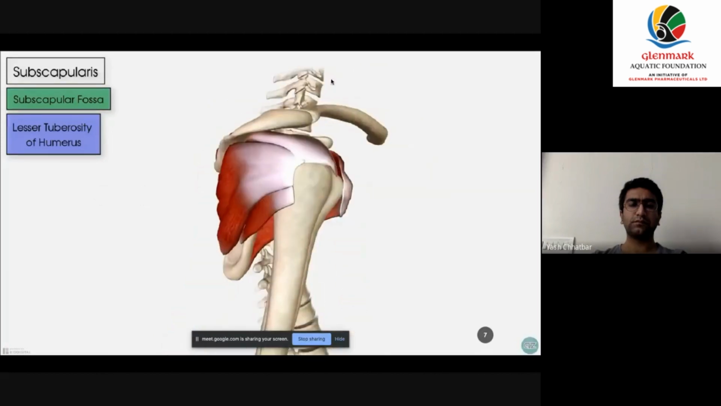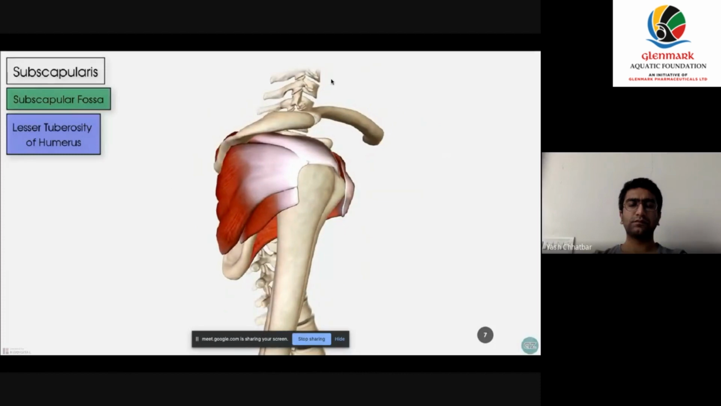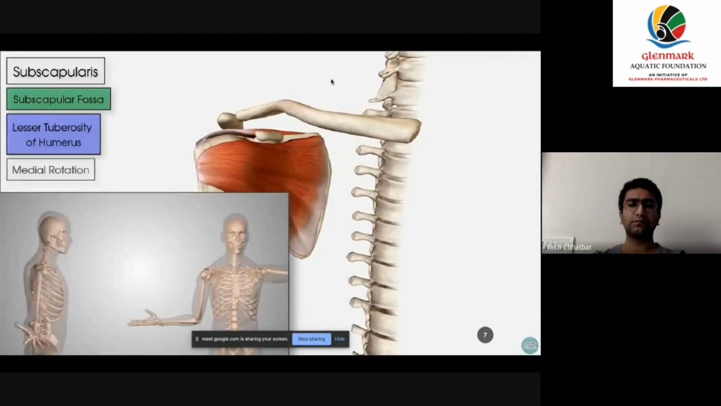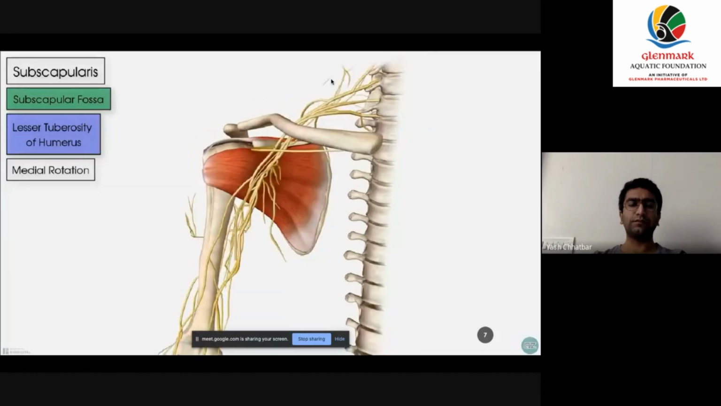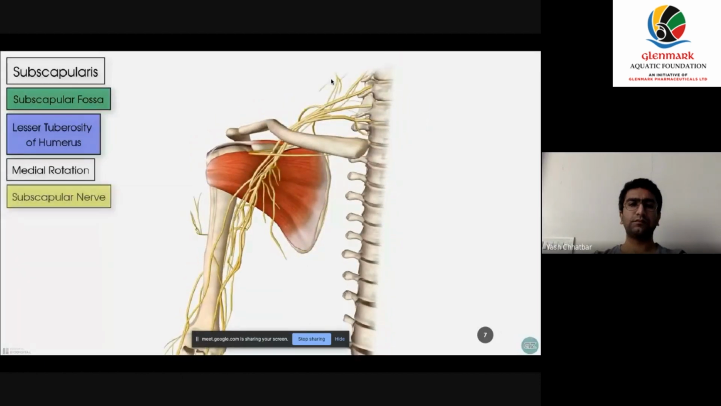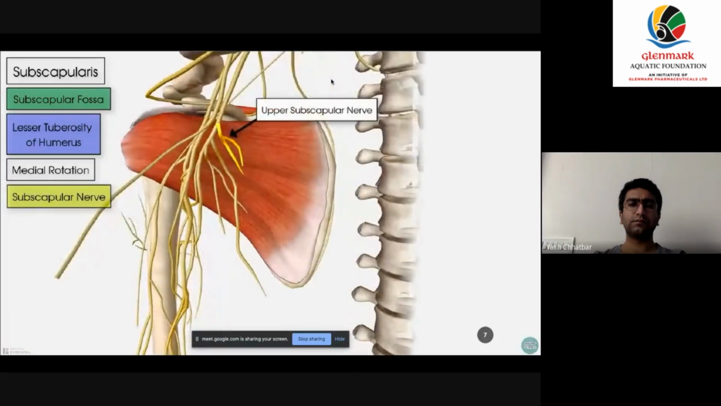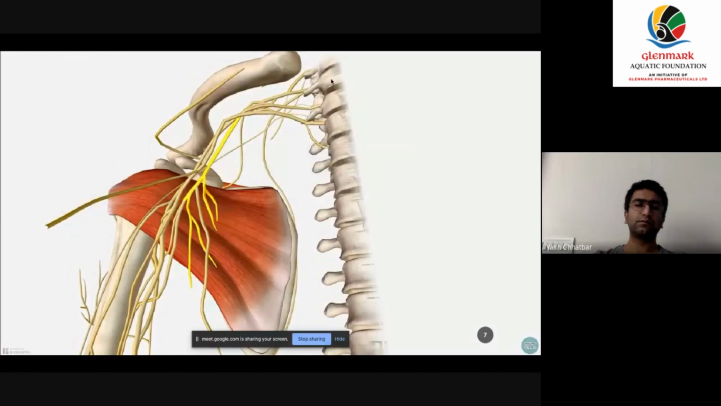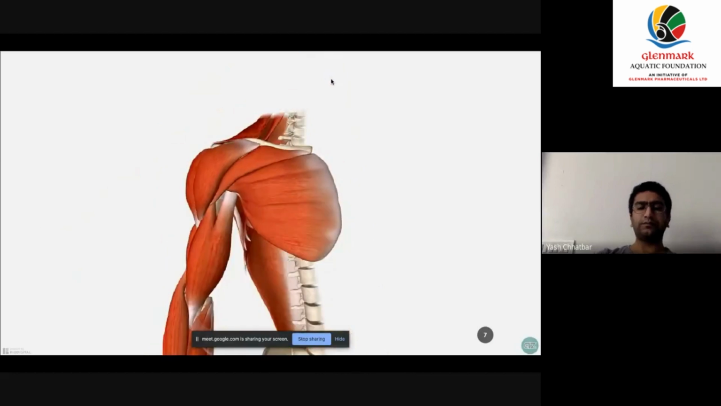The subscapularis is the largest and strongest rotator cuff muscle, accounting for approximately 50% of the cuff strength output. When you isolate this muscle, it performs medial or internal rotation of the humerus. The subscapularis is innervated by the subscapular nerves, which are comprised of the upper subscapular nerve and the lower subscapular nerve. Both these nerves originate from the posterior cord of the brachial plexus. So that's an overview of the basic anatomy of the rotator cuff muscles.